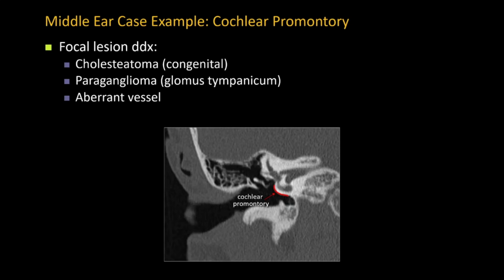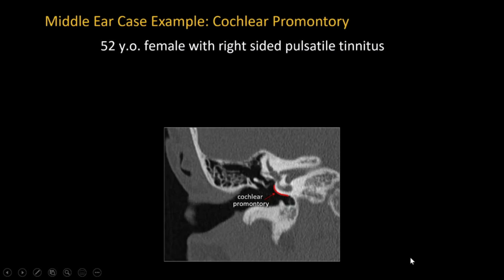So if you see a focal lesion sitting right at the cochlear promontory, think about congenital cholesteatoma versus paraganglioma, specifically in this location referred to as glomus tympanicum. And sometimes an aberrant vessel, you can see that as well. In real life, you should be able to follow the entire vessel. But on the board exam, when they give you just one image, also think about an aberrant vessel, potentially. So this is a case of a 52-year-old female with right-sided pulsatile tinnitus.